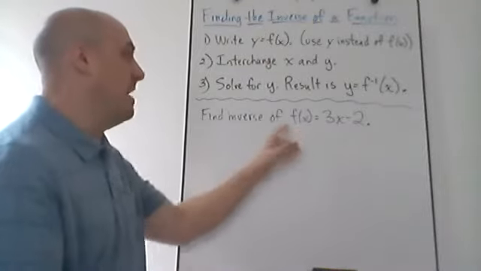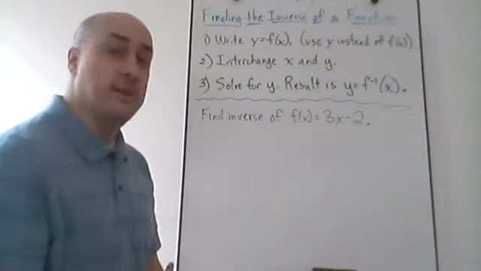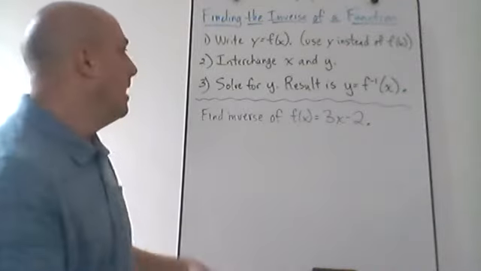Rather than using f of x every step of the way, we just use one single letter, a y. It makes it more convenient for us. So that's the first thing. Instead of the f of x there, just put a y in its place.